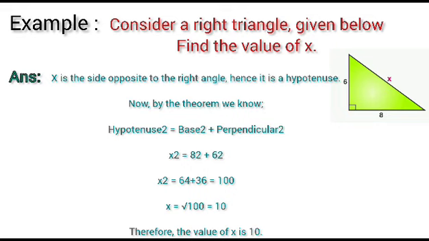Answer: x is the side opposite to the right angle, hence it is the hypotenuse. Now, by the theorem we know hypotenuse square is always equal to base square plus perpendicular square. So x square is equal to 8 square plus 6 square. X square is equal to 64 plus 36, which is equal to 100. So x is equal to square root of 100. So the square root of 100 is 10. So from this we get the value of x as 10.